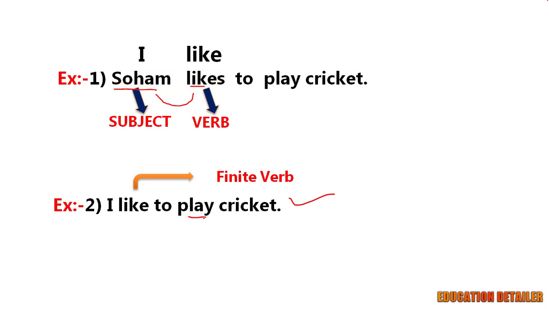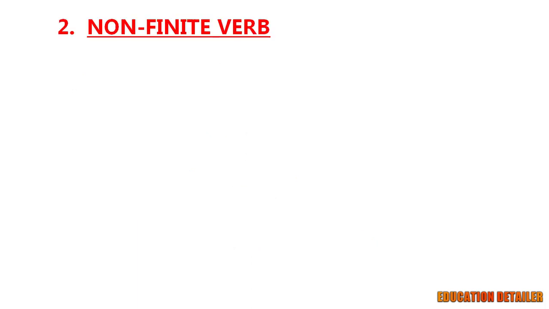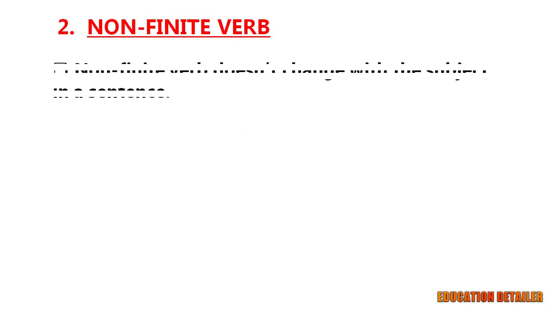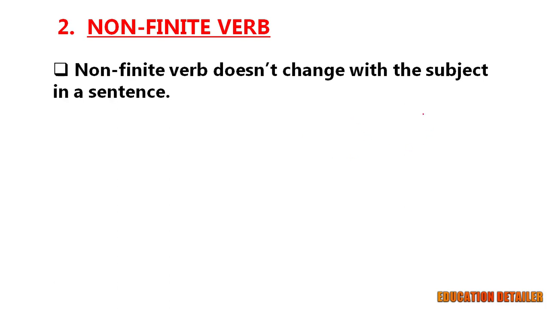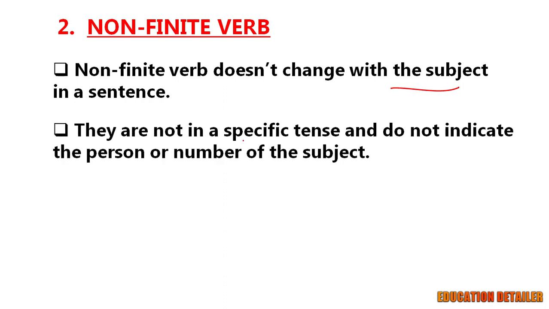Soham likes to play cricket. I like to play cricket. In both the sentences, it is the same and hence it is called a non-finite verb here. Let me explain briefly about a non-finite verb. Remember, a non-finite verb does not change with the subject in a sentence. Non-finite verbs are not in a specific tense and do not indicate the person or number of the subject.